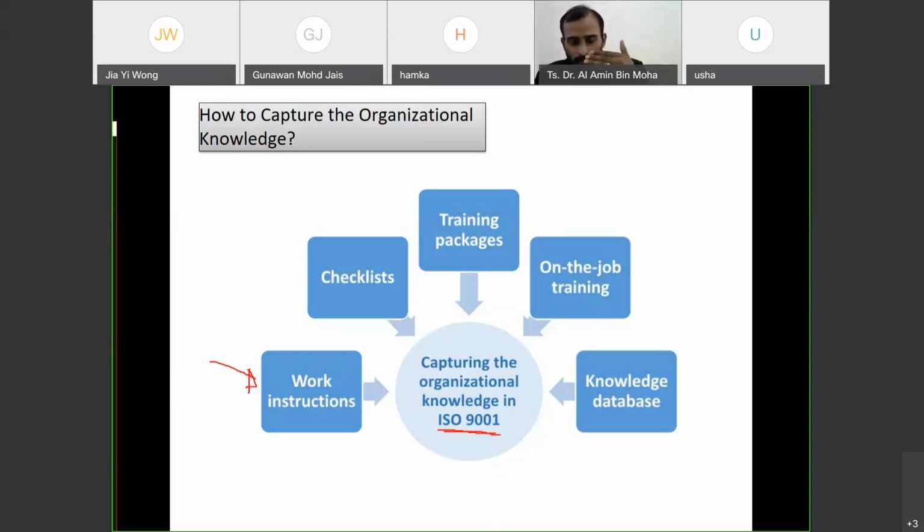Okay, so many organizations have this kind of thing, and this is very important in how we manage the knowledge. So this work instruction, checklist, the training packages, on-the-job training, information, knowledge database, all of this can be the proof of capturing the knowledge in the organization, because all of this is very powerful. You need to take good care of all of this information.